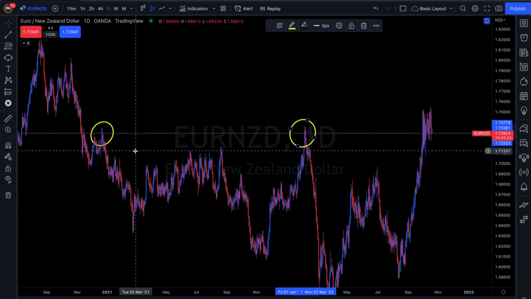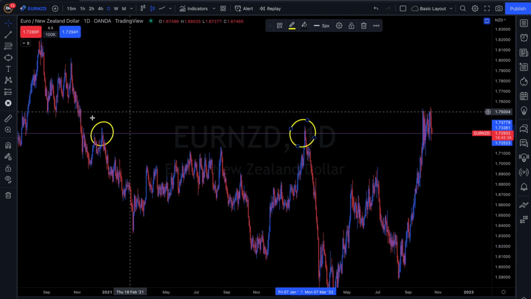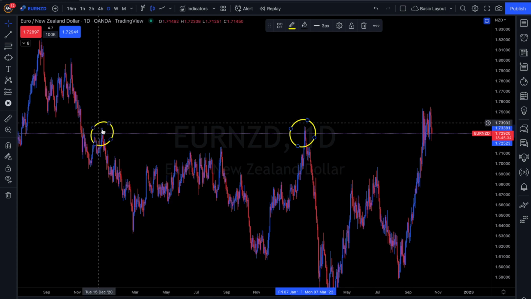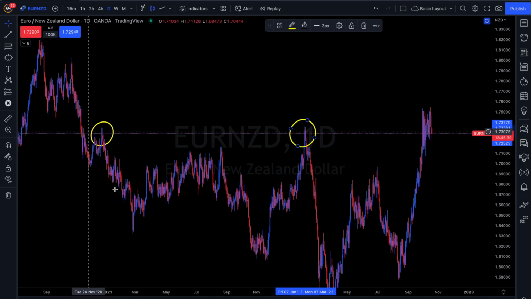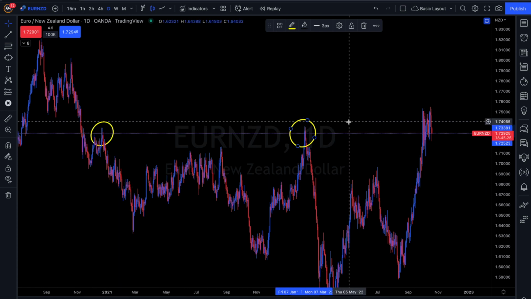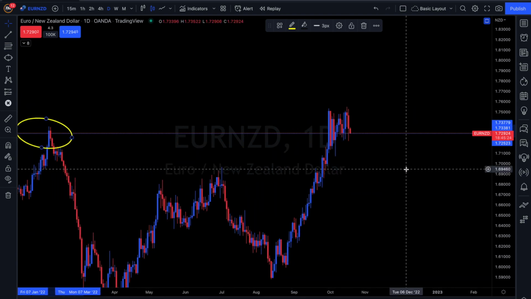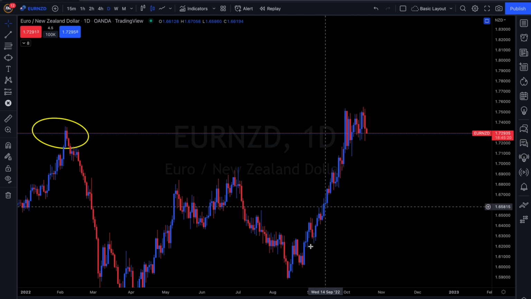Okay, so what does that mean to me? When I look at this, I also see the fact that there's going to be market maker orders that are above these two areas, because anytime we have reversals, there's going to be orders that are sitting above it.